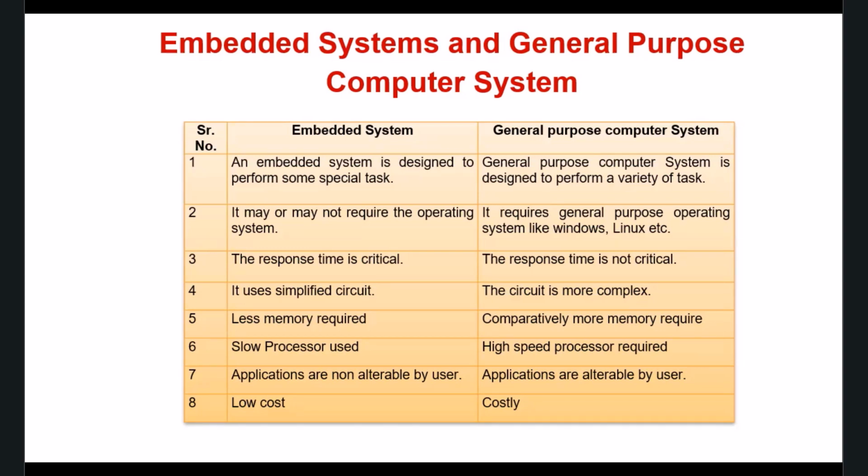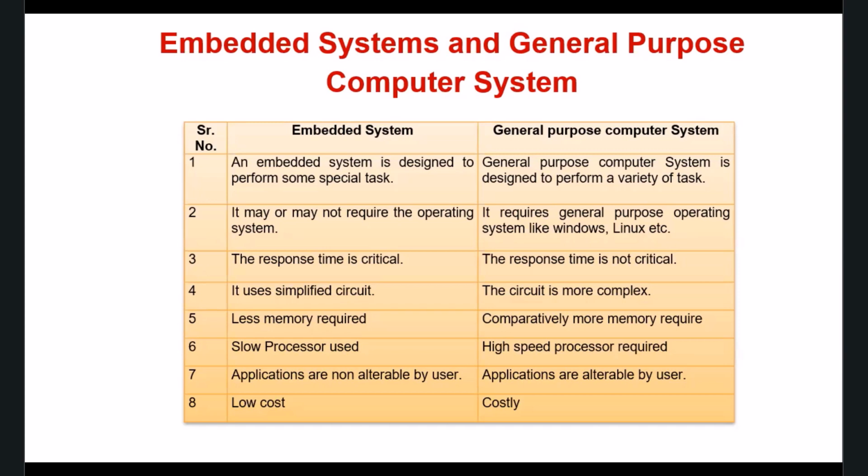So an embedded system is designed to perform some specific task, but general purpose computer systems are designed to do a variety of tasks. You can use your computer for watching YouTube, for making some program using some compiler. You can watch videos, you can do some editing, and many more things you can do using your computer system. But when we are using an embedded system, we are using it for some specific purpose.